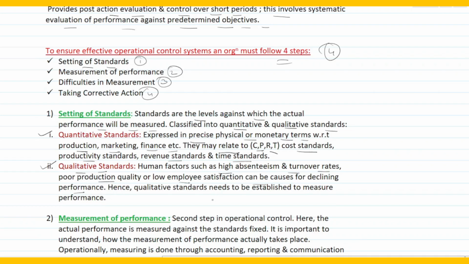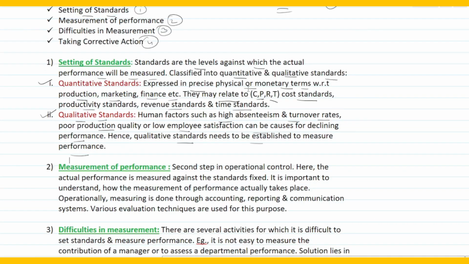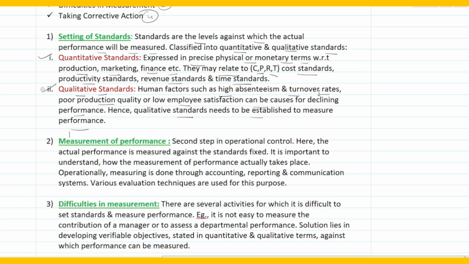So what are the various reasons because of which the performance may decline? First of all, it can be human factors such as high absenteeism and turnover rates. Production quality, if it is taking a hit, then it is a qualitative standard. Similarly, low employee satisfaction can be a cause for declining performance. Hence, qualitative standards need to be established to measure performance. So that's how it is important as far as the setting of standards is concerned. So qualitative and quantitative, we have discussed both.